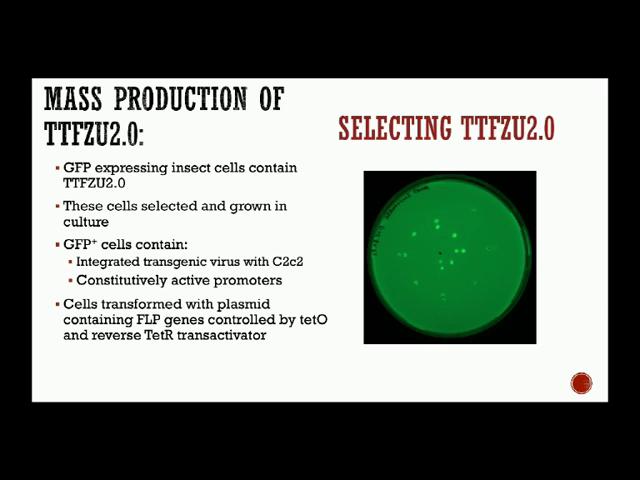81 cells were infected with packaged TTFCU 2.0. 81 cells containing TTFCU 2.0 were selected thanks to the expression of GFP protein. Green cells were selected for and cultured.